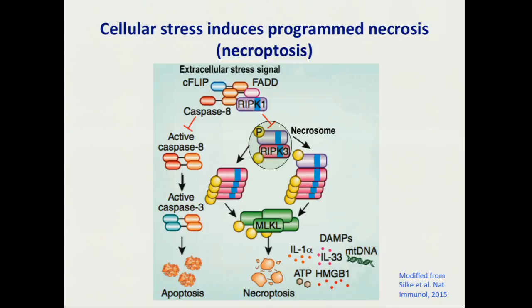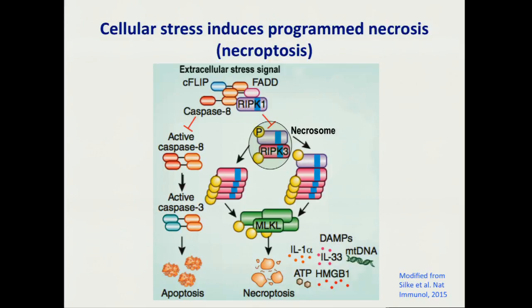I think it's a 6-mer, that will translocate to the membrane and create membrane channels, so everything from the cell leaks out. As a consequence, compared to apoptosis, which keeps everything within the membrane, necroptosis leaks a lot of damage-associated molecular patterns out to the surroundings, so it's thought to be pro-inflammatory.